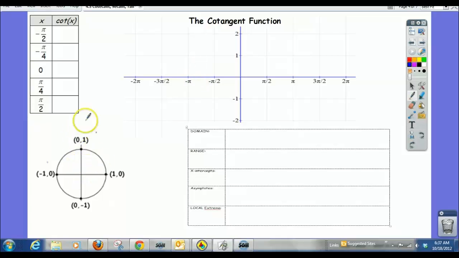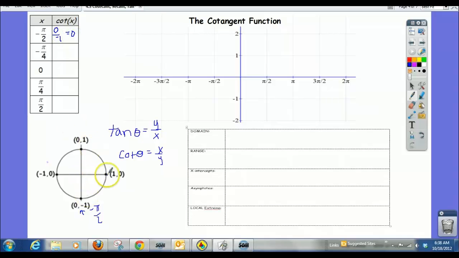I'm going to pretend for the moment that we don't know that, we don't have that other table filled out, and let's just remind ourselves that tangent of an angle in the unit circle is y over x. So that means that cotangent, since it's the reciprocal, will be x over y. And so if we rotate negative pi over 2, then x over y is 0 over negative 1. Negative pi over 2 is 0 over negative 1, but that's just 0.